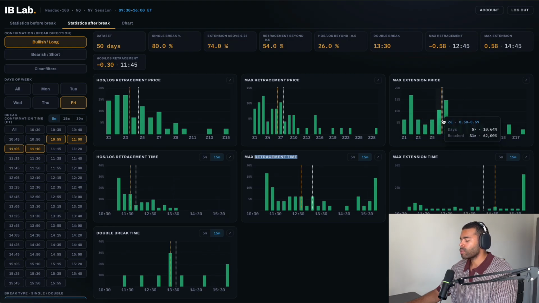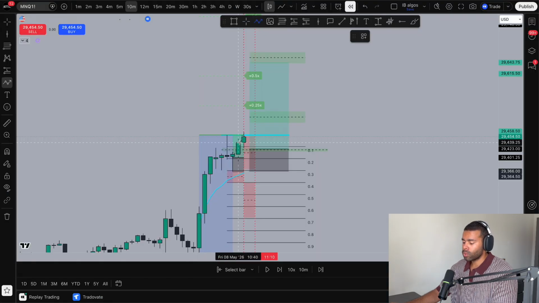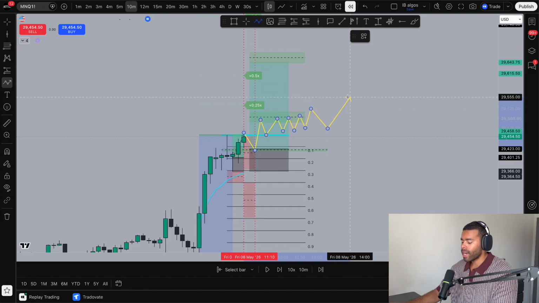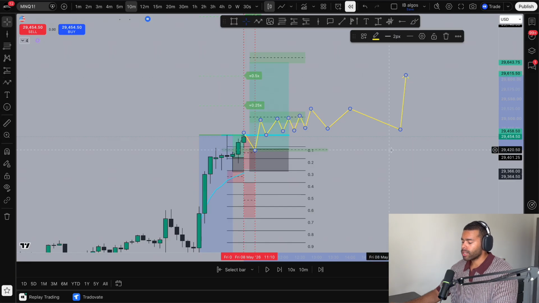Max extension, I would expect to be anywhere from 0.5 to 0.6. That's the highest probability. And we can see that in 19 days out of those 50, the max extension happened in the last 15 minutes of the session. So what we can expect is to make a pullback and then make an extension here, and then a range a little bit based on the data. And in the last half an hour, last 15 minutes, we should start shooting up, maybe to our second extension.